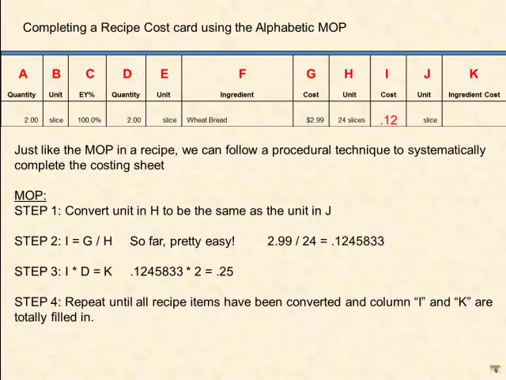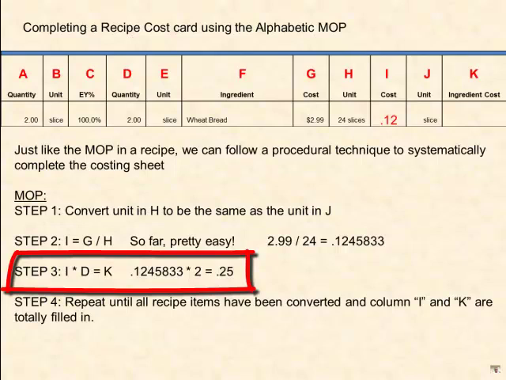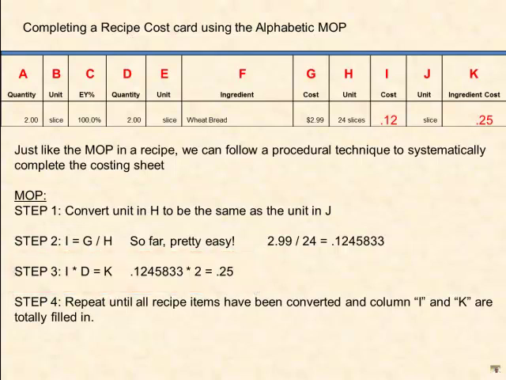All right, step 3 is to get K. We're going to take I, which we just determined is 12 cents, and multiply it by D, how many we need for the recipe, and that's 2. So you take your 0.1245833, or 12, multiplied by 2, and it's going to give us 25 cents, because we leave it right in the calculator and it factors it in.